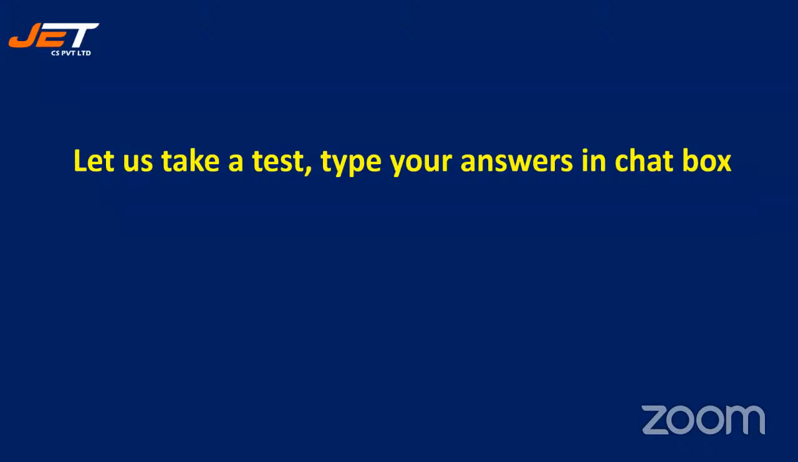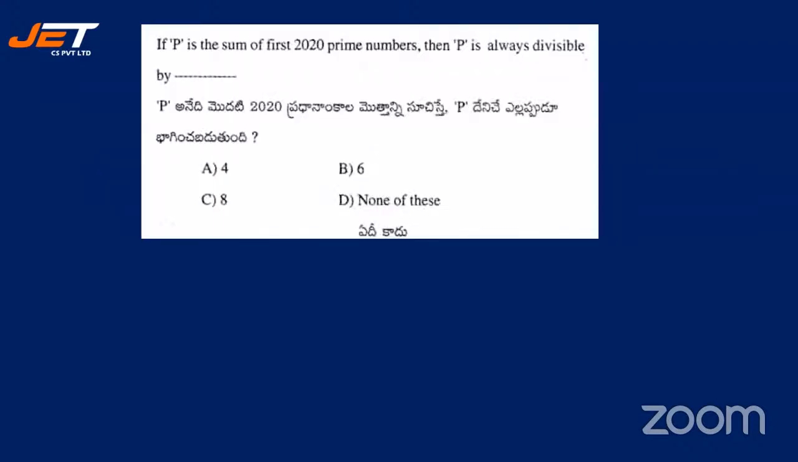Type your answers in the chat box. The questions will be based on this. If P is the sum of the first 2020 prime numbers, then P is always divisible by dash. Do you get the question? Four options are given: the first option is 4, second is 6, third is 8, and fourth is none of these.